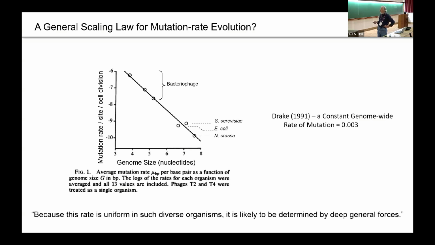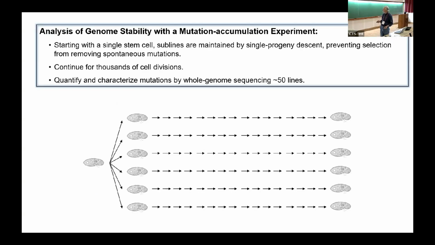He has one of my favorite quotes of all time in his abstract: because this rate is uniform in such diverse organisms, it's likely to be determined by deep general forces. I'd like to think those deep general forces are nothing but basic principles of population genetics, as we'll see. We can do a lot more than Jan was able to do. It was a heroic effort at the time, but we've moved into the genomic era, and now we can do a much better job at estimating mutation rates.